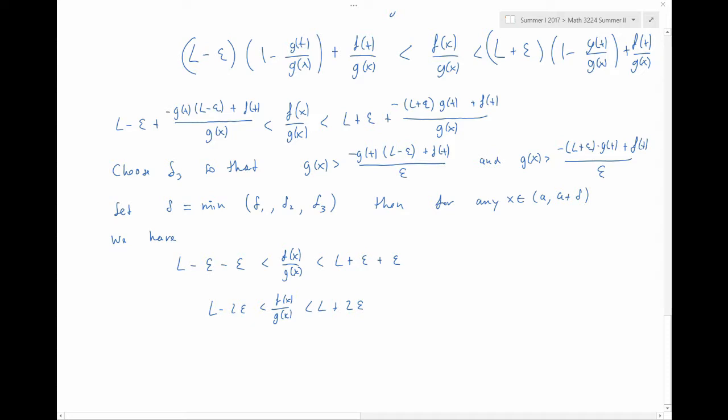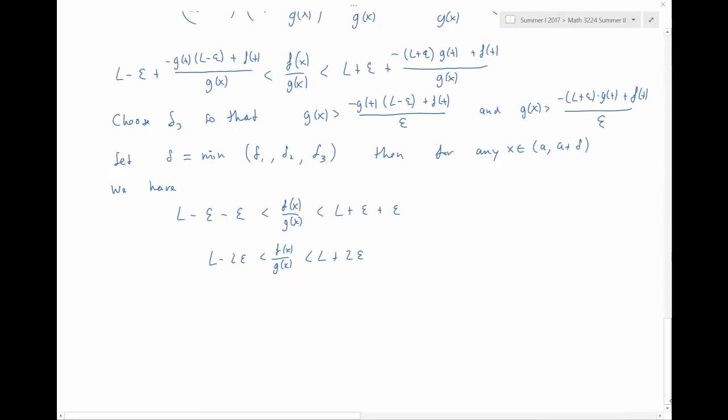Simplifying, we get that f of x over g of x would be 2 epsilon close to the value L, and since epsilon was an arbitrarily small number, it means that f of x over g of x in the limit will have to be L. Let's rewrite this as an absolute value expression. Well, that means that f of x over g of x minus L should be less than 2 epsilon for all x belonging to the interval from a to a plus delta.